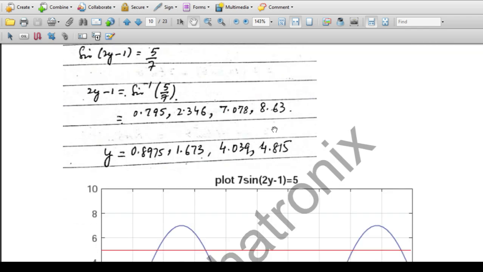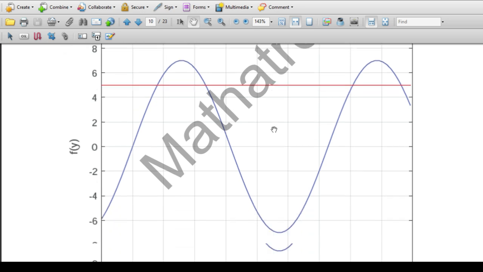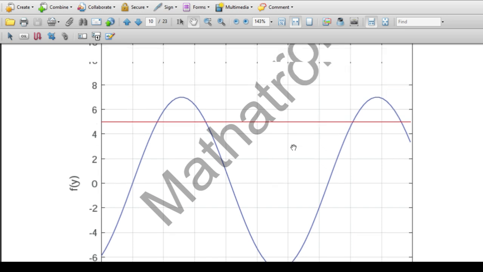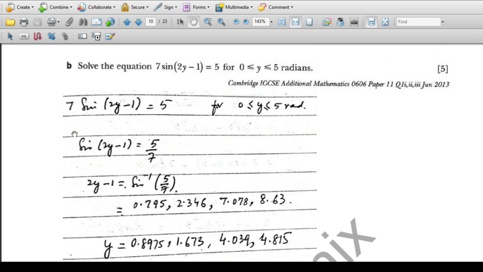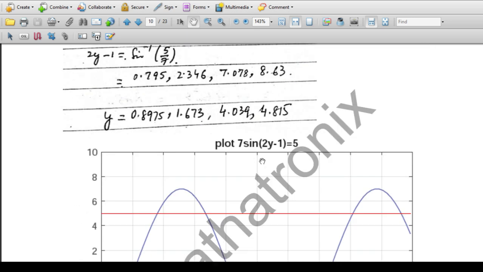I have plotted it on paper just for better understanding. So here is the solution, and whatever we have said in our statements, we are just showing it here. We have to plot this 7 sine(2y minus 1) for the range of 0 to 5, and we have drawn a constant line 5 and compare this graph with this 5 here.